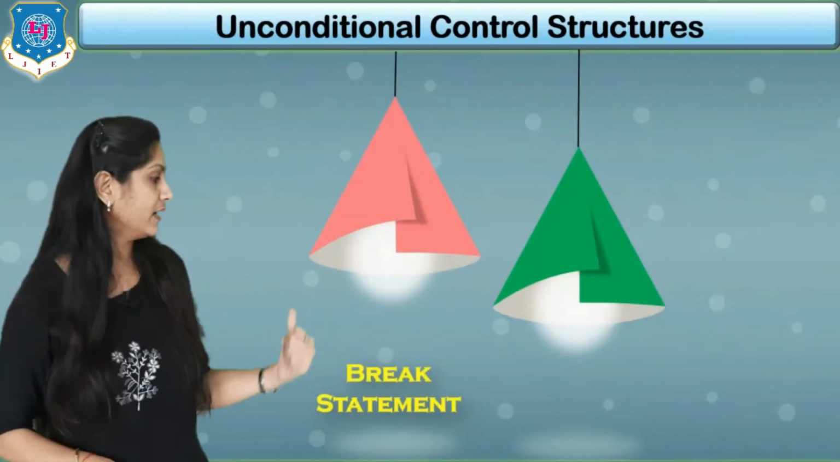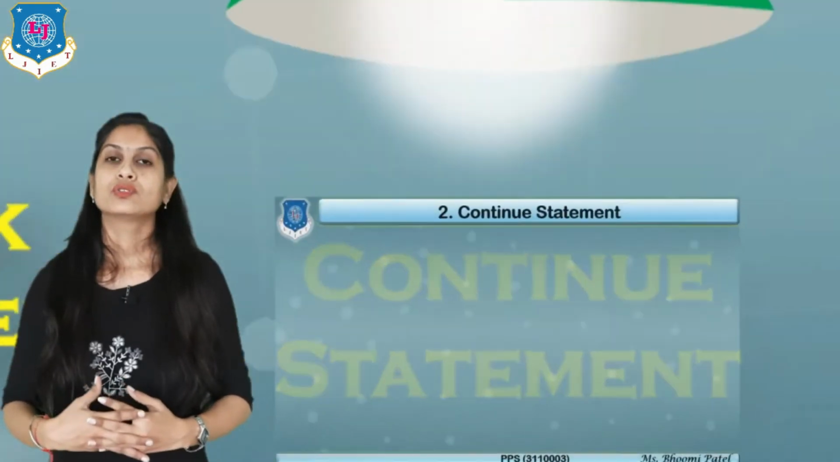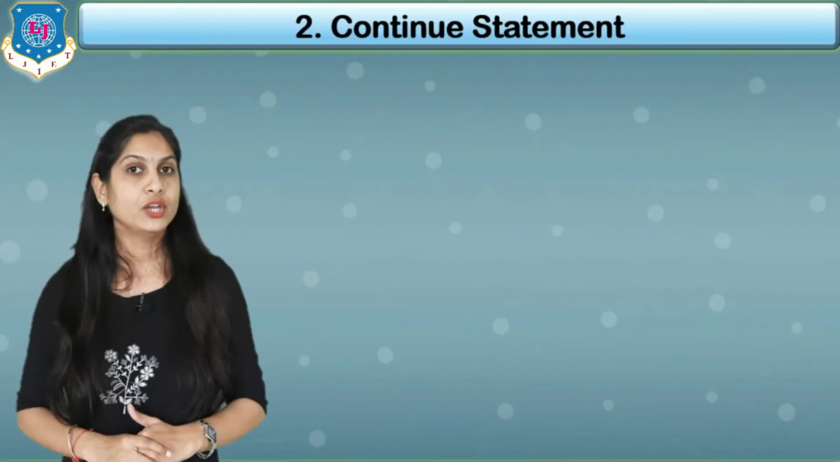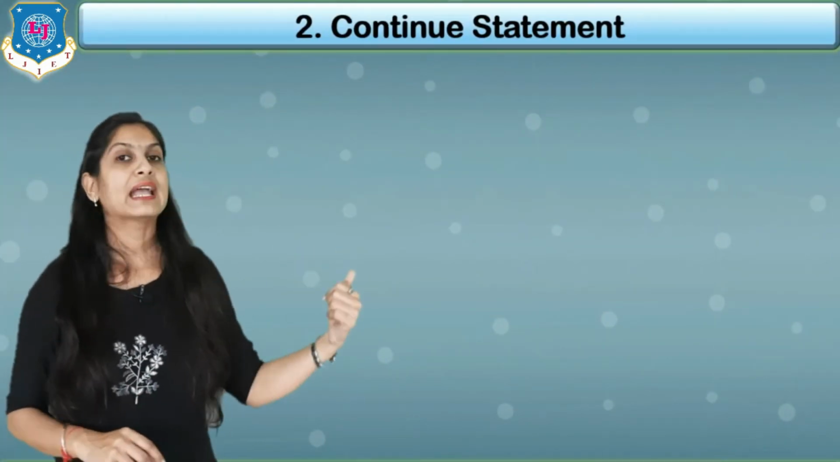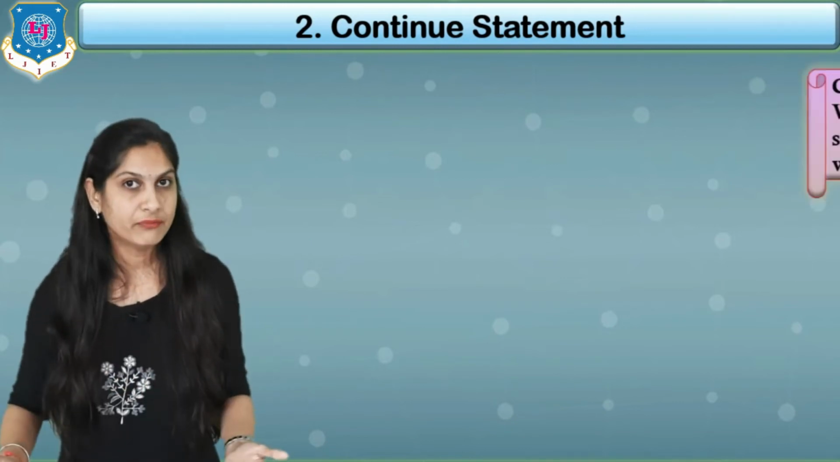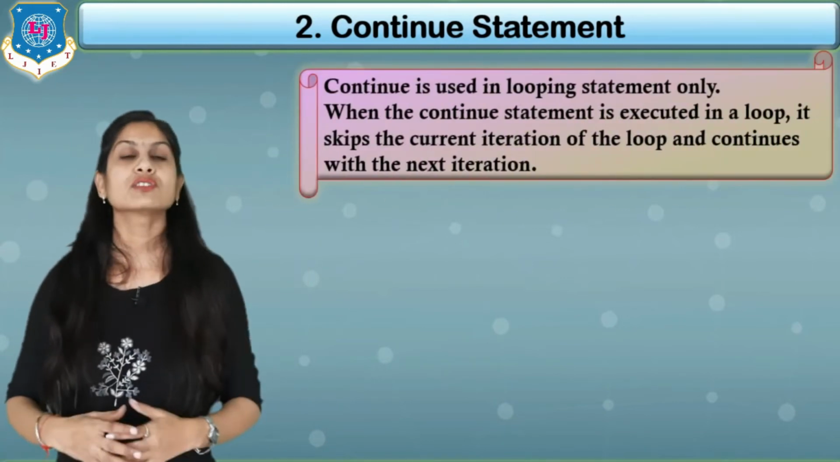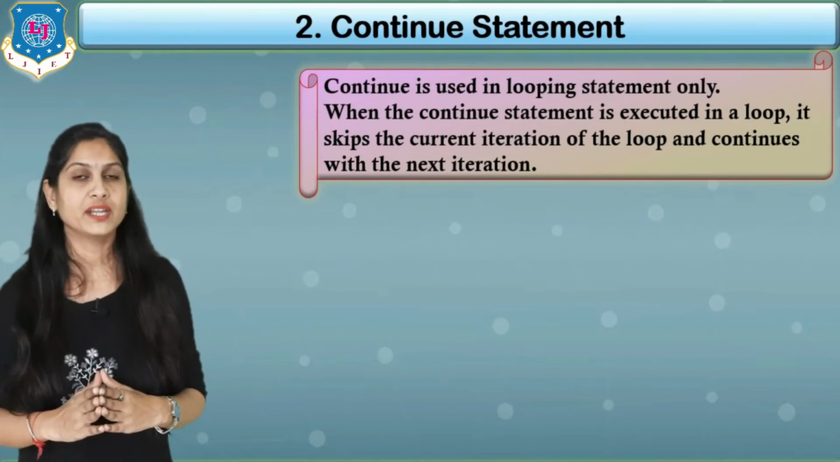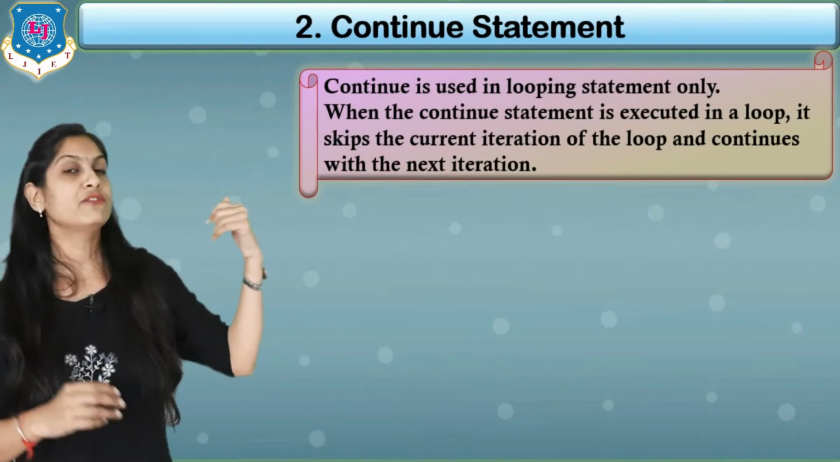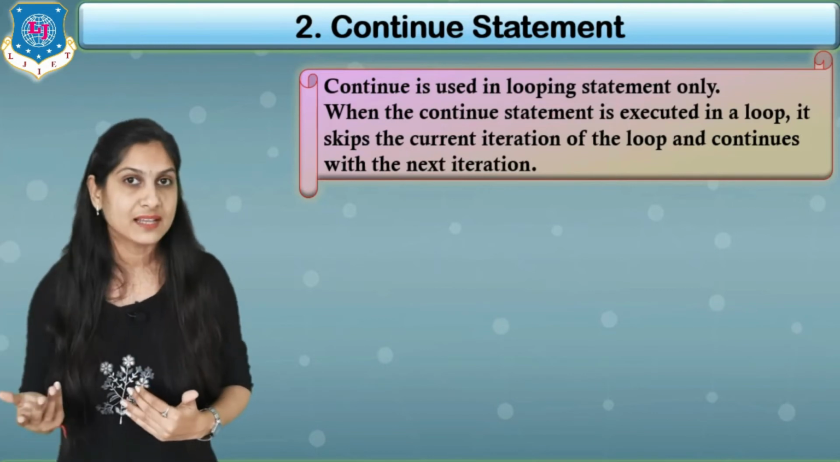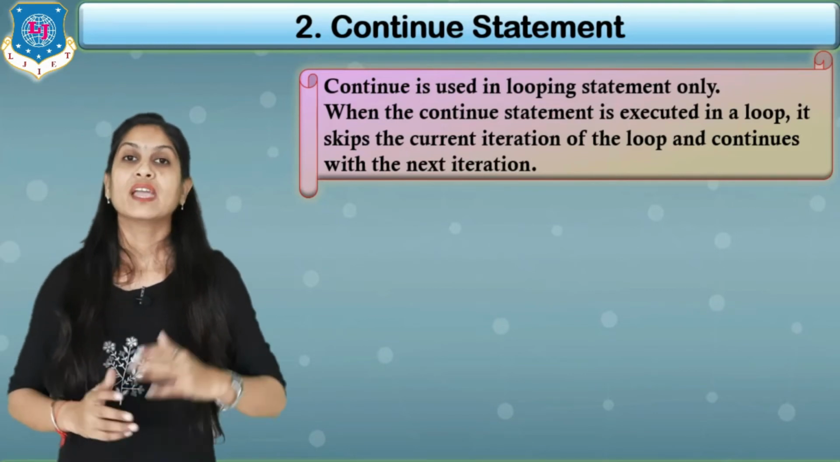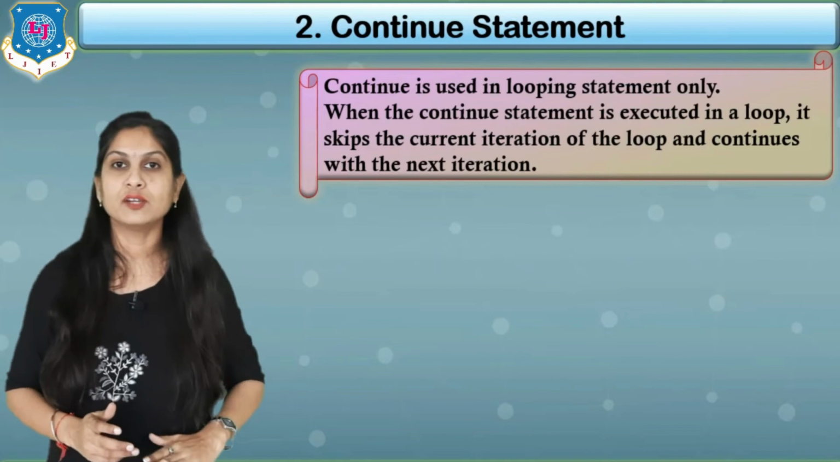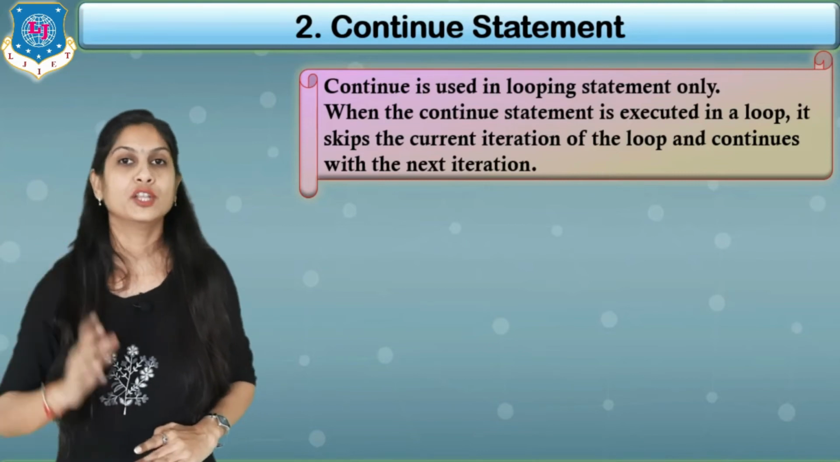The second statement is continue. So how will continue work? This break and continue are totally different. Here continue is only used for a loop. There is no use of continue in a switch. And when the continue statement is executed in our loop, it just skips the remaining statements and moves to the next iteration of the loop.